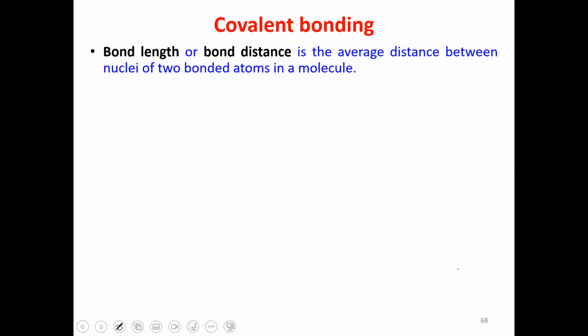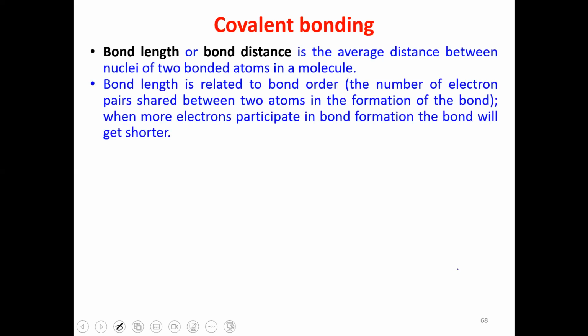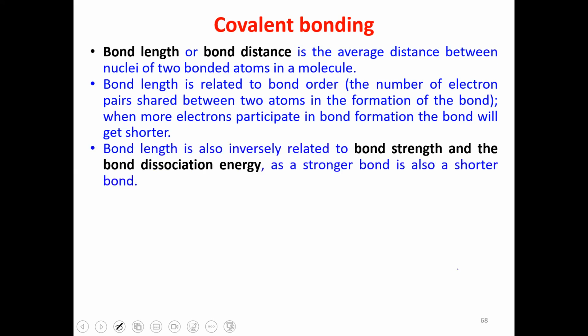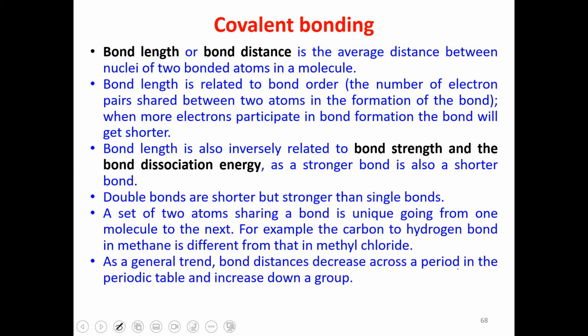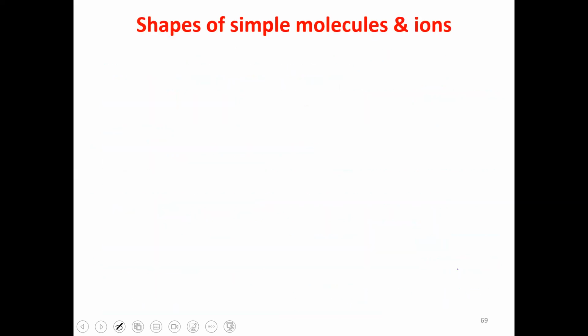Now, bond length or bond distance is the distance between the bonded nuclei. It is very important in the strength of the bond. Shorter bonds are very strong and longer bonds are less strong. If we have to break a bond, we need some energy, which is called bond energy. Similarly, triple bonds are very strong. As a general trend, bond distance is inversely proportional to bond strength.